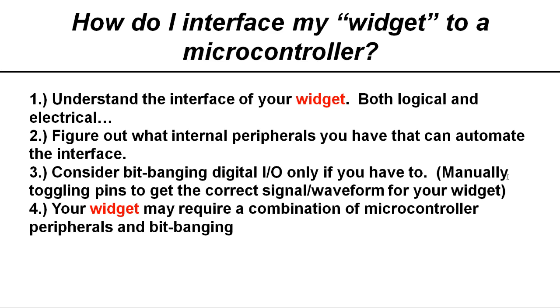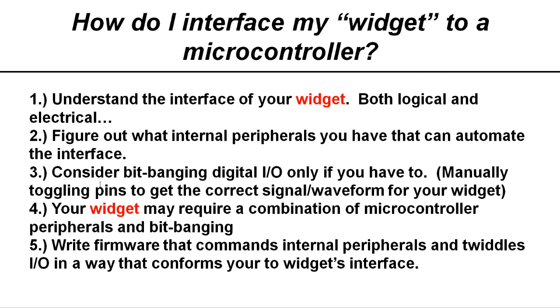Now, it's important to note that your widget may require a combination of both. It might have a serial port and some digital I/O, and you may have to mix and match a couple of different things. Now, you might ask, how in the world can I know? Well, the reason you can know is that you have to read the data sheet for your widget. And if your widget doesn't have a data sheet, find a widget that does. You have to understand the interface or you'll spend a long time playing around, because these things can be kind of complex.